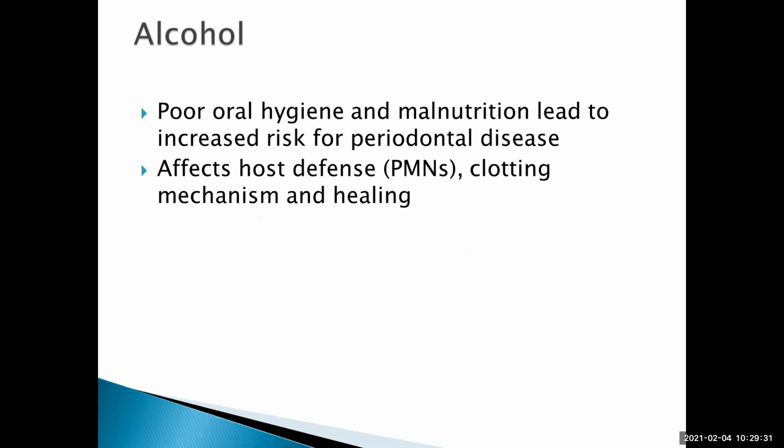Alcohol, poor oral hygiene, and malnutrition are associated with the increased use of alcohol. Now, we're not talking about having a glass of wine at dinner every night. We're talking about alcohol being a problem for the patient. It can affect the host defense, clotting mechanisms, as well as healing.